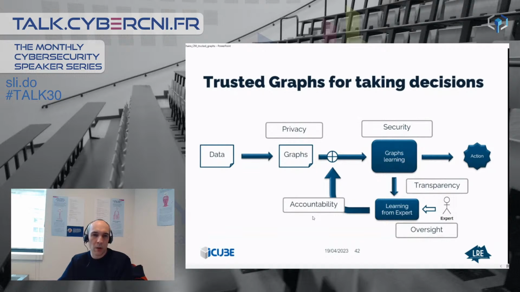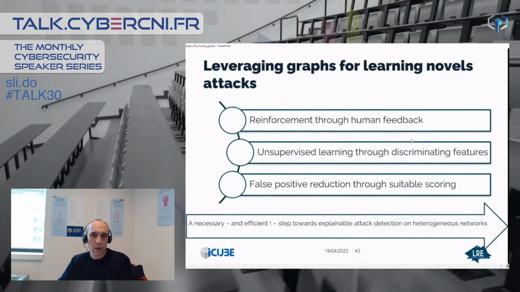And sure, the challenge that must be kept in mind is how to keep the privacy, because we have high transparency, and how to secure all this process. So for learning novel attacks, we use graphs, reinforcement through human feedback, unsupervised learning, discriminating features, and false positive prediction through suitable scoring. These models prove that this is a necessary and very efficient step toward explainable attack detection on a heterogeneous network.